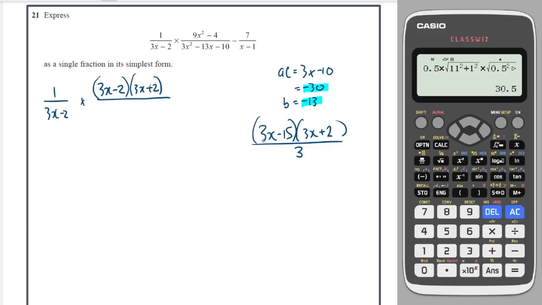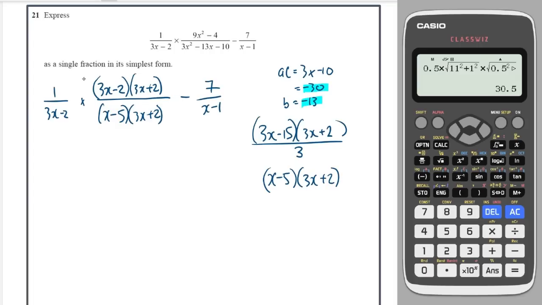Now, can I take a factor of 3 out of this bracket? I can the left one. Great. So divide through by 3, and that will cancel the divide 3 by 3 on the bottom. So I get x minus 5, and I get 3x plus 2. And I've got to take away 7 over x minus 1.